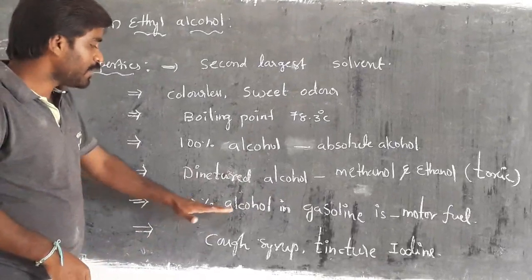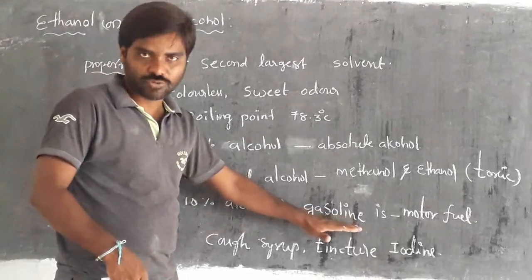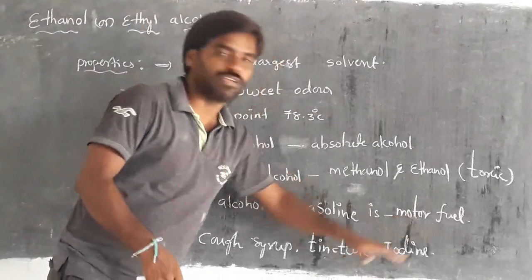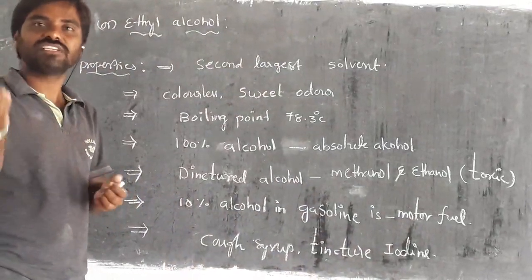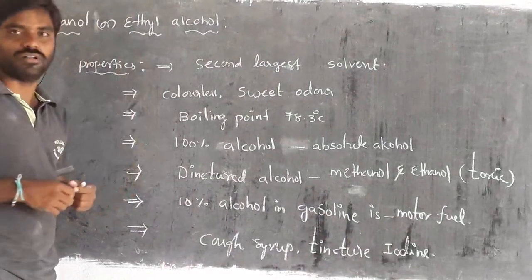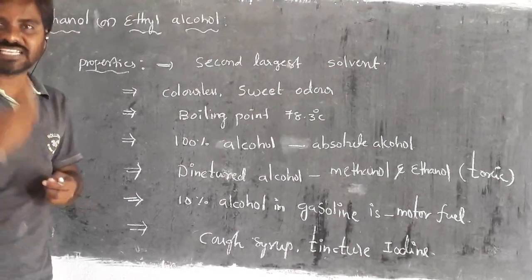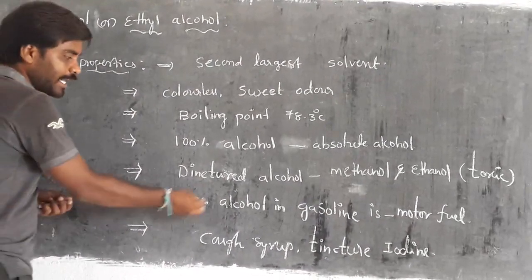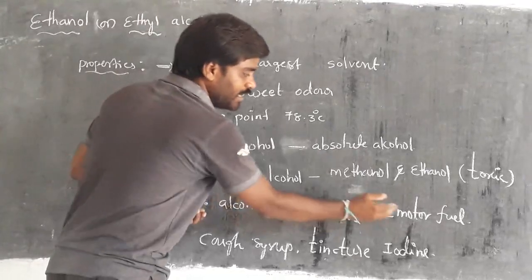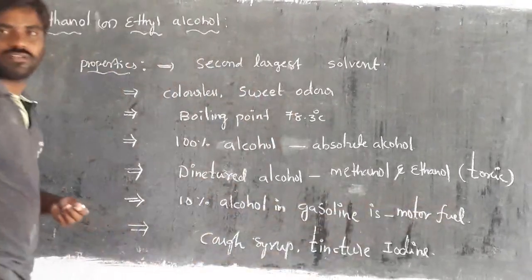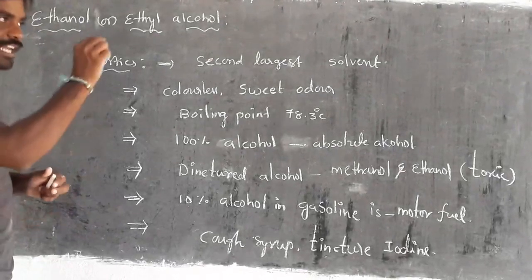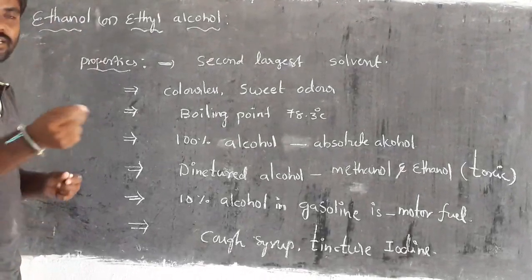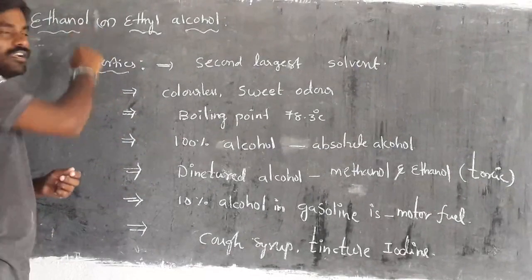Next, 10% alcohol is present in gasoline. It has good fuel nature. If petrol or diesel is added with 10% alcohol, ultimately the fuel efficiency is increased. So 10% alcohol in gasoline is the best motor fuel. You can observe this at petrol pumps. They clearly mention on the pump that the fuel is added with ethanol.